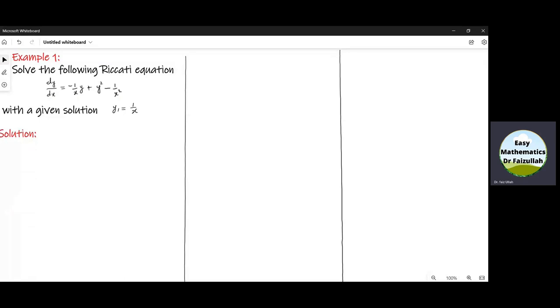Let us solve example number one. We are given a particular solution, y1 is equal to 1/x. So we shall substitute the general solution, y is equal to v plus y1, but y1 is given, so we can write y is equal to v plus 1/x. Let us say this is equation number 2.